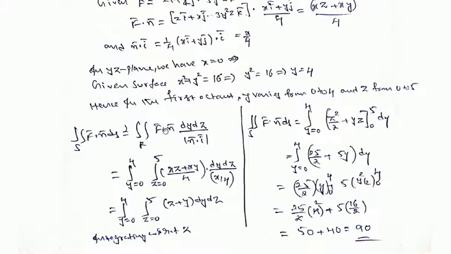F bar dot n bar is xz plus xy divided by 4, times dy dz divided by x by 4. Now this x by 4 will get cancelled. If you take x common, x by 4 will get cancelled, which remains z plus y dy dz.